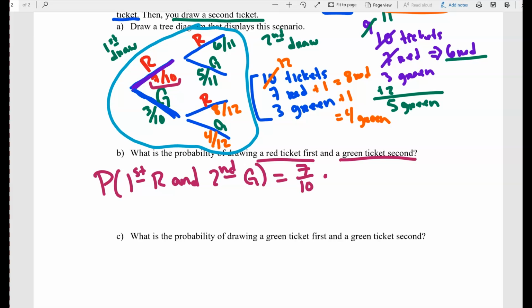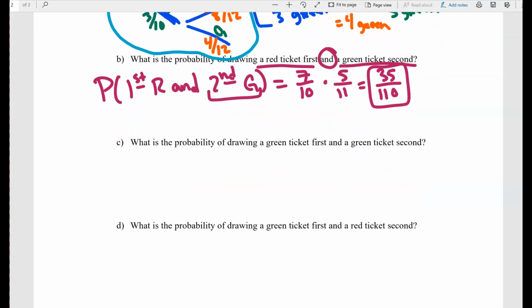Okay, now that we're in red, we're going to be along this branch. So what is the probability now that the second one is green? So here's green. That's 5 out of 11. So when I multiply this, I'm going to have 35 out of 110. And you can leave it like this if you'd like. 35 out of 110. Okay, so once we have the tree diagram, the calculations are really, really easy because you have this and this means multiplication, and then you're just multiplying everything out.